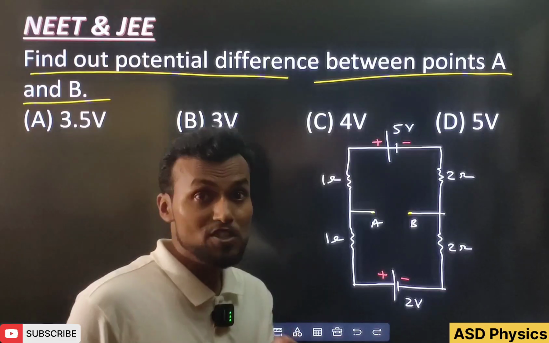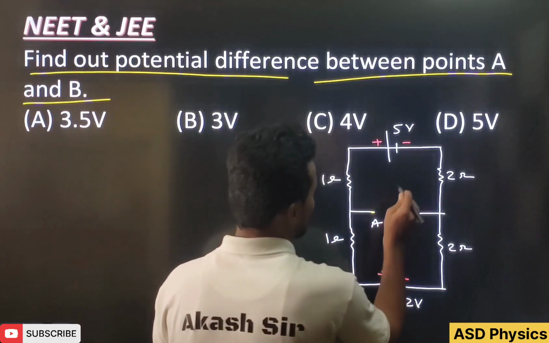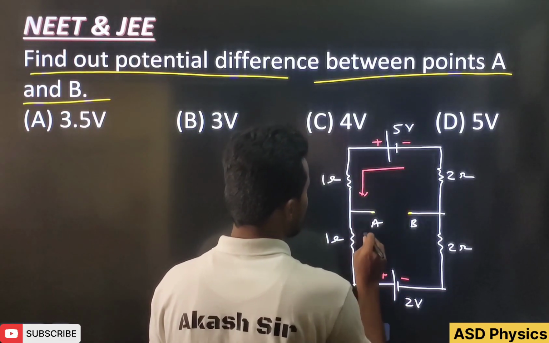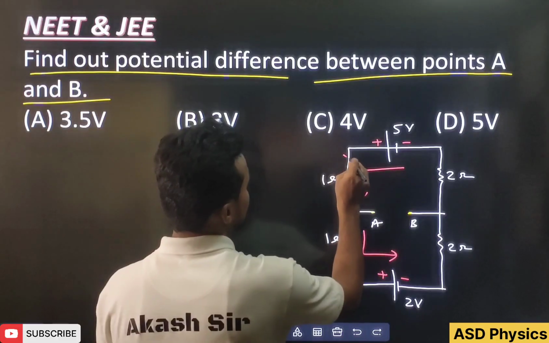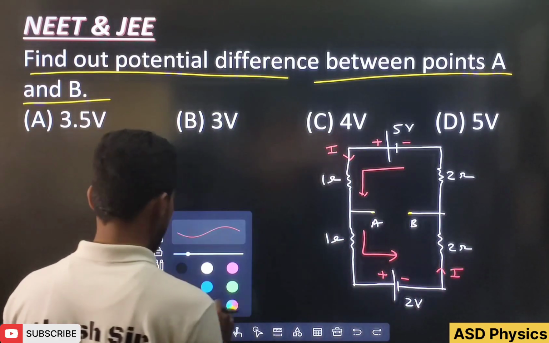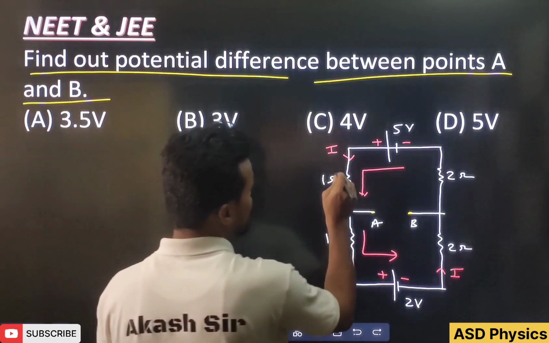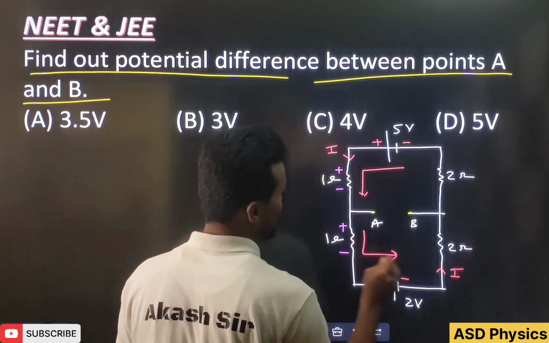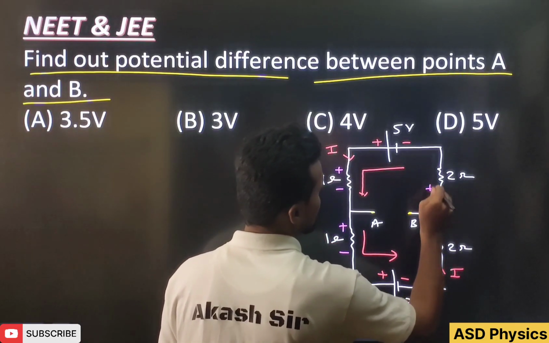Which current will be strong due to the 5 volt battery? Remember that here the current will flow in this direction anyhow. So let's take, students, the current is flowing I. Here also, how much current is going here, students? I. Okay. So now we'll take here the polarities: plus, minus, plus, minus. Here also, see, plus, minus, plus, minus.